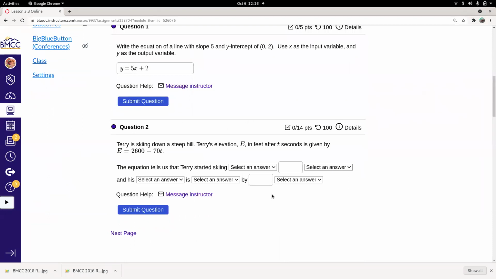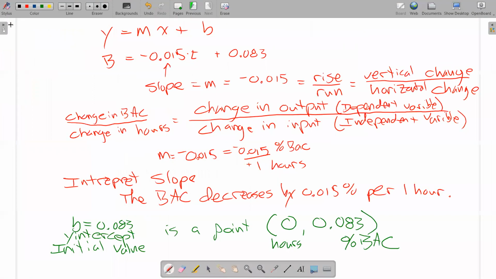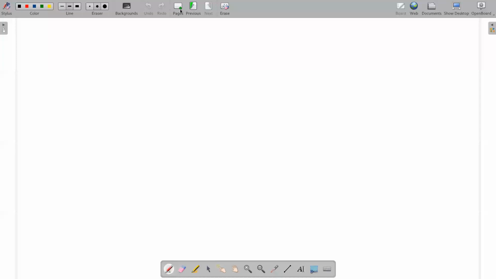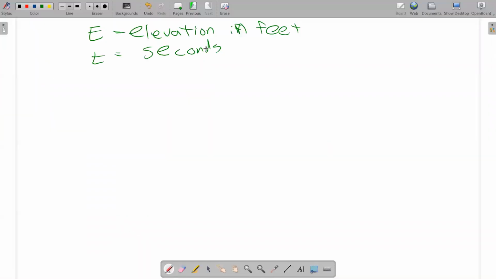Different situation. Terry is skiing down a steep hill. Terry's elevation, E, in feet after t seconds is given by E equals 2,600 minus 70t. So let's break that down, see what that means, see if we can fill in the blanks here. All right, so we have the skiing equation. So E, elevation, in feet. T was seconds, I think. Double check that. Yep.